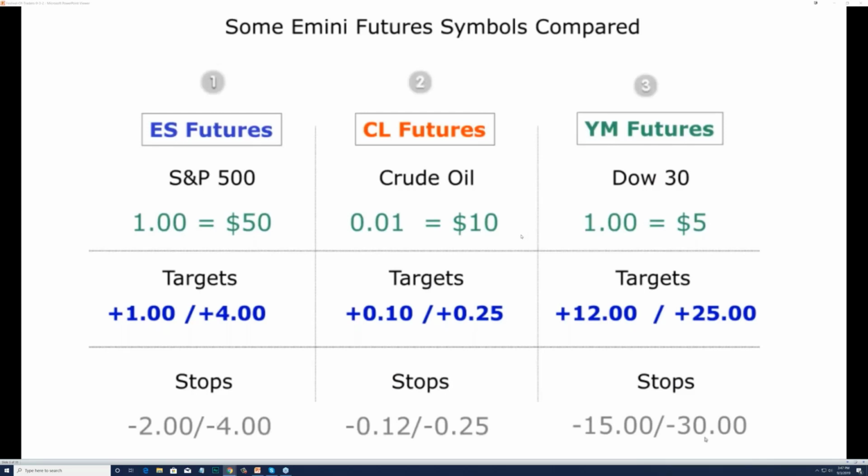We can look over at crude oil, for instance. Crude oil, the CL futures, trades in pennies, and it's $10 a penny. So some scalping targets would be 10 cents and 25 cents. You can do the math on that, and you can see the stops down here. And then if we take a look at the YM futures, that's $5 a point. And you can look at some of the point targets that we work with there.